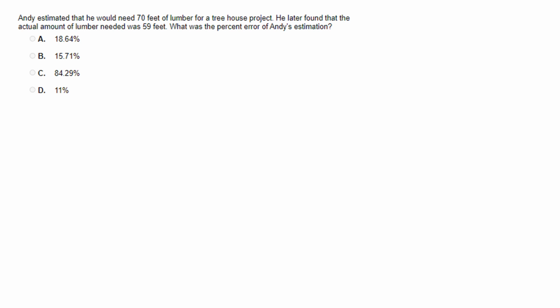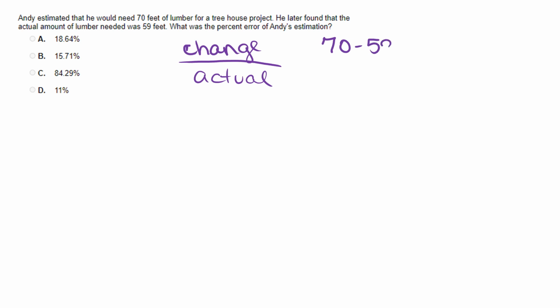So you're going to have the change between the two amounts on top. And on the bottom of your division, you're going to have the actual value. So change over actual. Our change is going to be 70 minus 59, so we can see how much he is off. And the actual amount is 59. He figured out the actual amount of lumber was 59 feet.